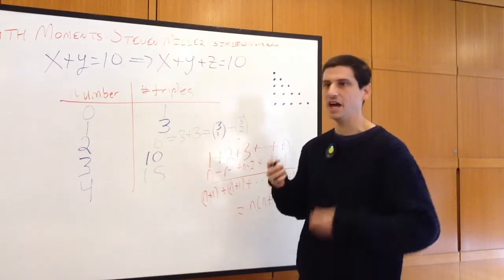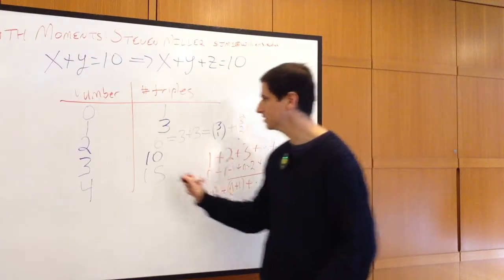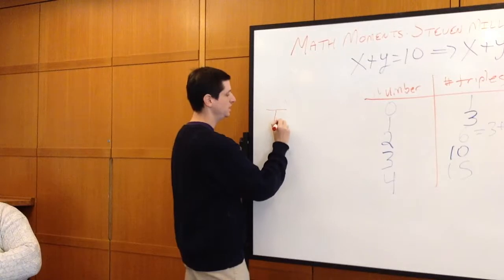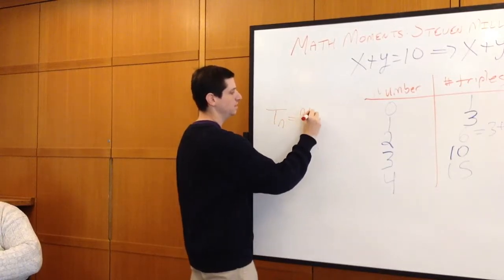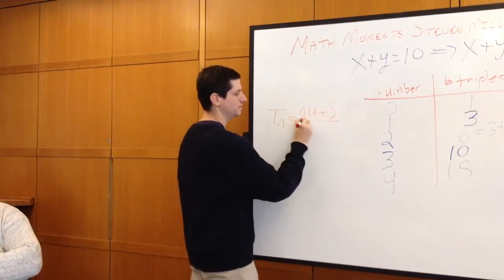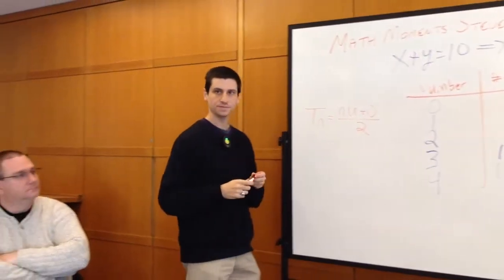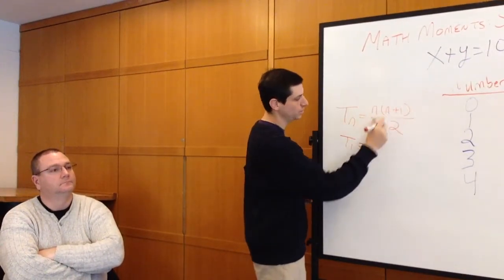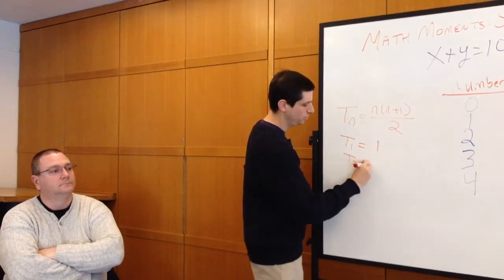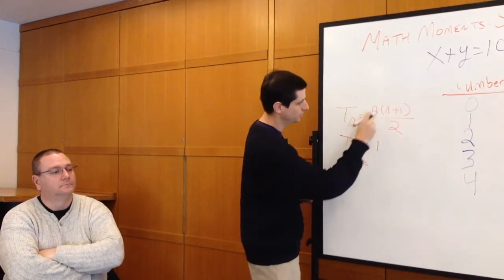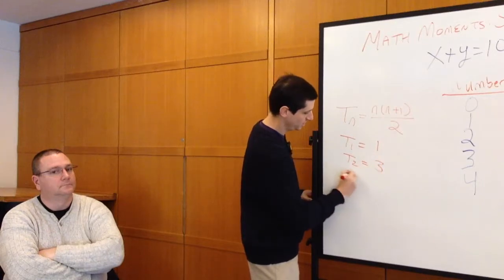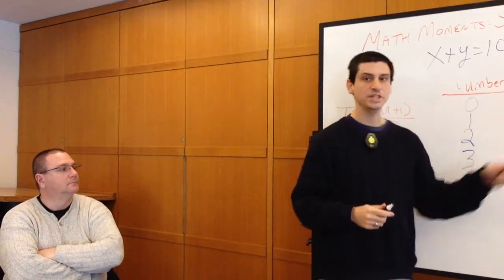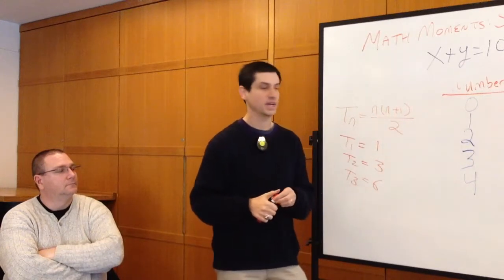So we get that the nth triangle number, so I'll try to write it over here, and the camera should follow me. We get Tn is n times n plus 1, divided by 2. In particular, T1, if we put in n equals 1, is going to be 1. T2 is going to be 3. T3 is going to be 6. And so we see it's the triangle number of the next one.